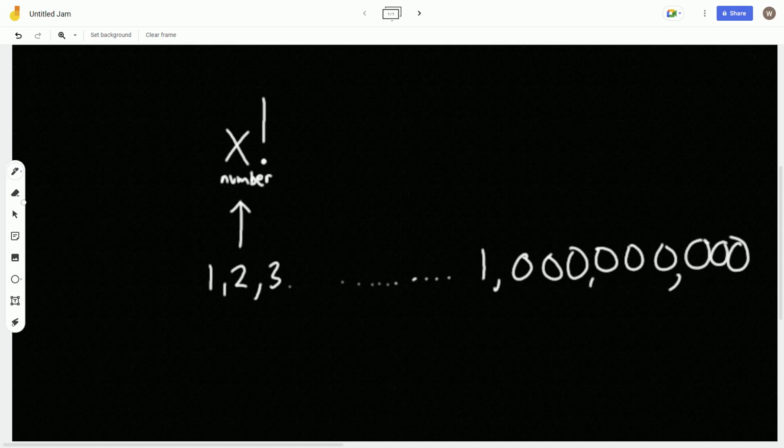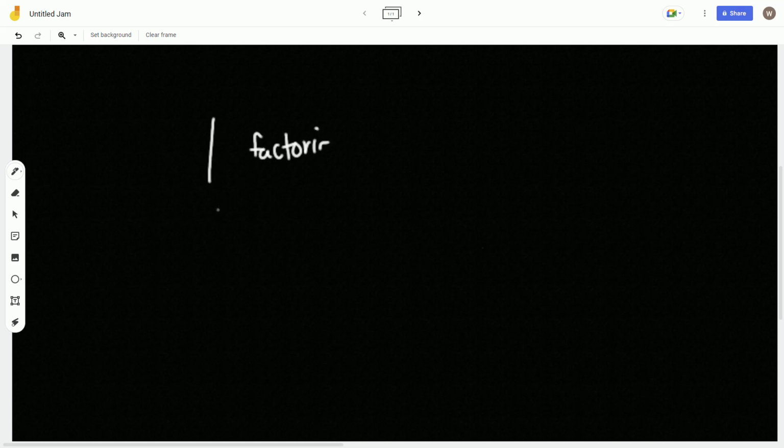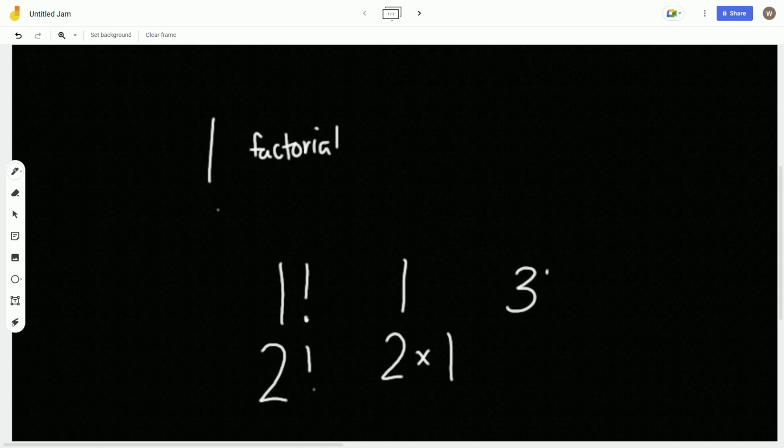But not enough side talking. What even is this exclamation sign about? Well, this sign, factorial, works like this. If you use 1 factorial, it will be this, 1. But 2 factorial is 2 times 1. 3 factorial is 3 times 2 times 1. So the answers are 1, 2, and 6.